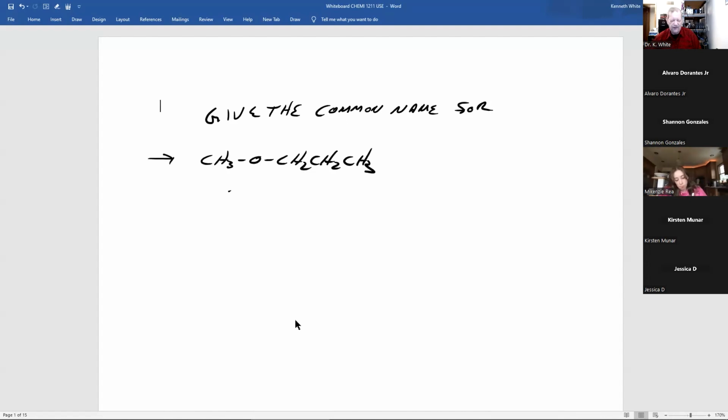And here's one for you to try. Give the common name for that molecule. Name each R group as an alkyl group and add the word ether. Oh, I gave away the answer.